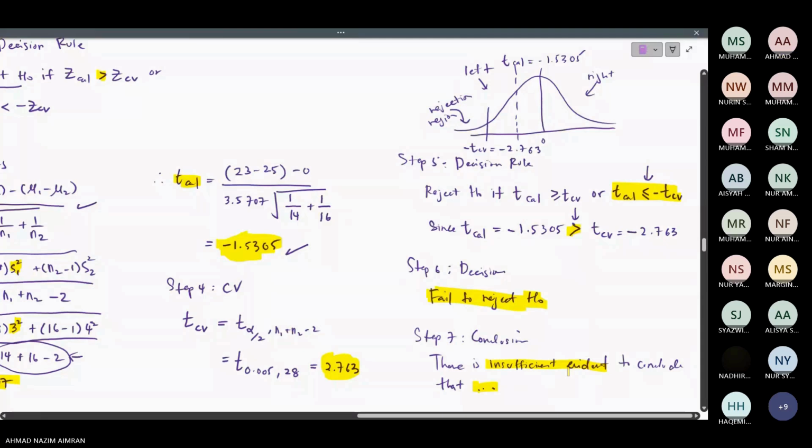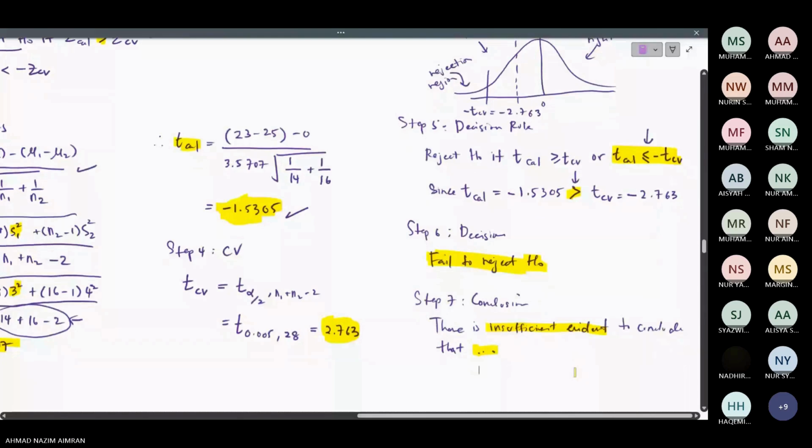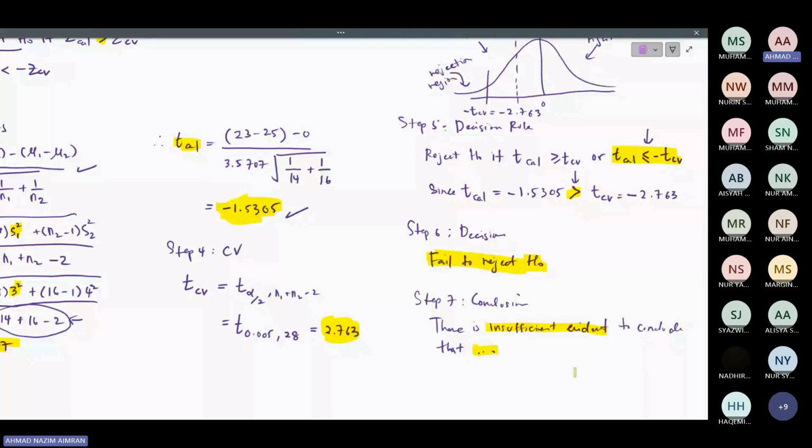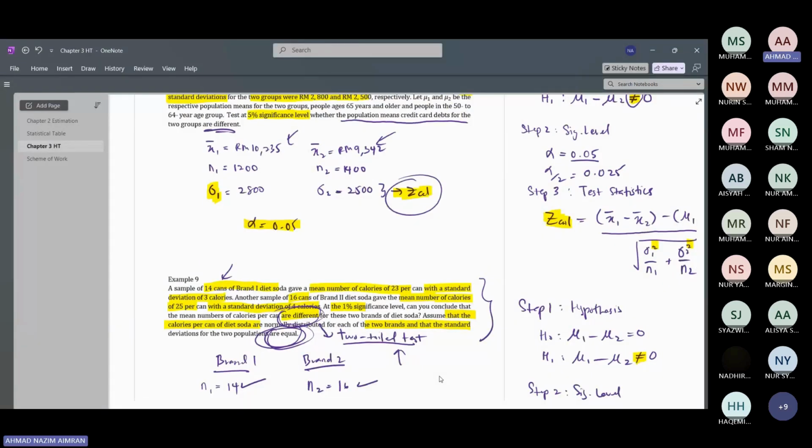Okay. Any questions? No questions? No? Okay, so if there is no question, I will stop the class here, until example number 9.